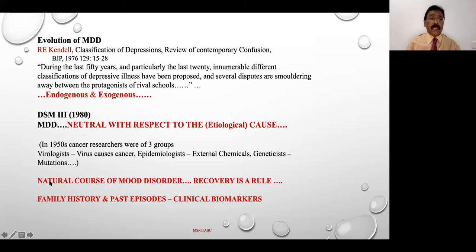Again and again, I tell you that in the natural course of mood disorder, recovery is the rule. And somebody asked a question also: are there clinical biomarkers? We don't have biomarkers or endophenotypes as of today, but I'll consider family history.